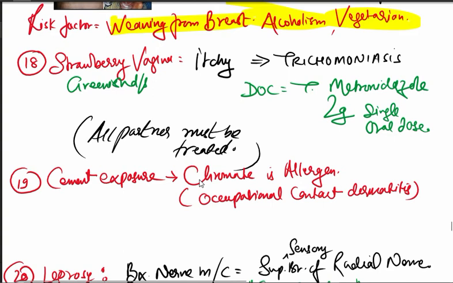Next one is the strawberry vagina, with greenish and itchy discharge. This condition is trichomoniasis, and the drug of choice is metronidazole. How is it given? 2 gram single oral dose. And here all partners must be treated.